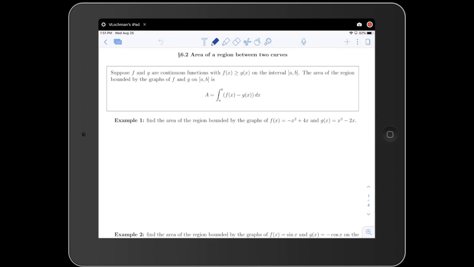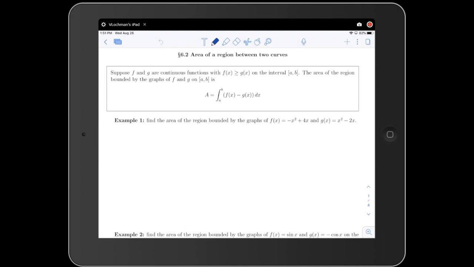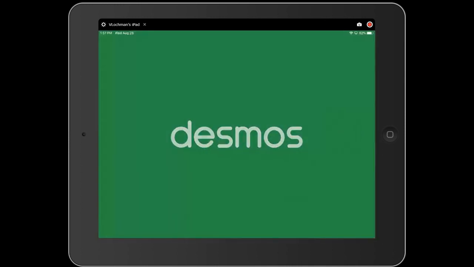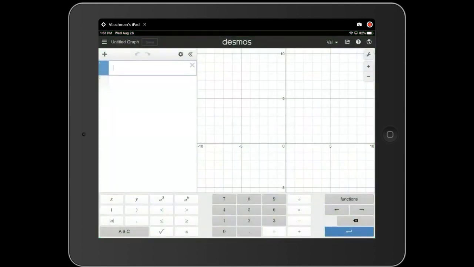The first example says find the area of the region bounded by the graphs of these parabolas. A good question might be, if we have this problem, how do we graph it? I am completely fine with you using Desmos for the entire semester. Let me show you what that app looks like. You are free to use this application anytime you need to graph anything, on exams included.